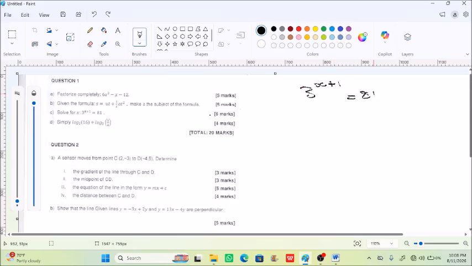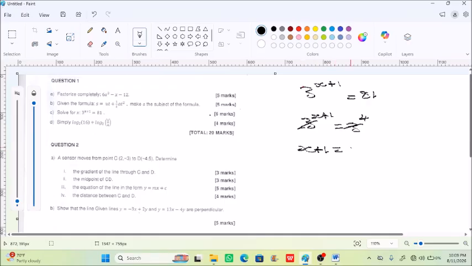With the indices there, what we have to do is rewrite 81 in index form. So we are going to have 3 raised to power x plus 1 equals, when we rewrite 81 in index form, 3 raised to power 4. Because 3 raised to power 4 is 81. Then look at the bases there. Now we have the bases which are the same, 3 and 3, so we can cancel out the base. This one cancels with this one, so we remain with x plus 1 equals 4.